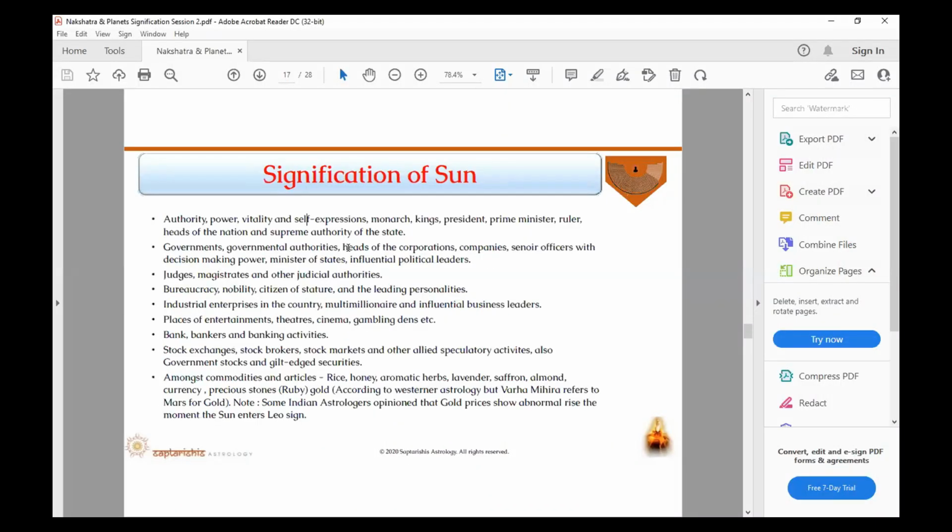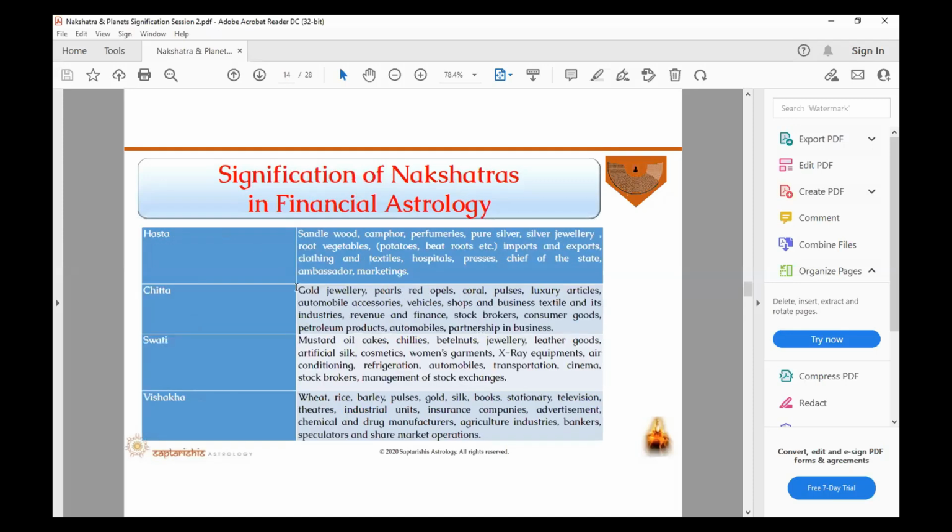So we have Chitra Nakshatra. Let's see the Chitra Nakshatra Karakatvas. Can you see it? Gold, jewelry, pearls, red opals, coral, pulses, luxury articles, automobile accessories, vehicles, shops and business, textile, and in its industries, revenue and finance, stocks, broker, consumer goods, petroleum products, automobiles, partnership and business. Is this nakshatra relevant to this company? Yes, sir. Even you can see here, petroleum products are there, including the automobile thing.